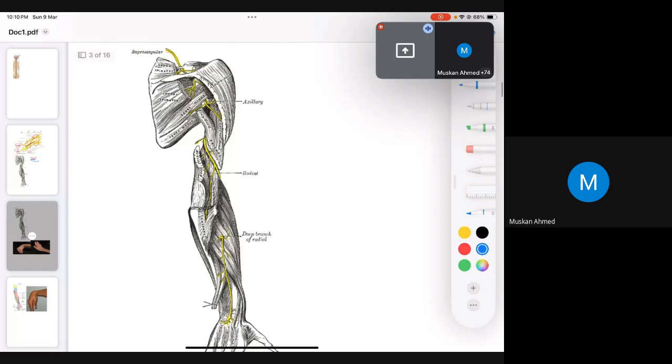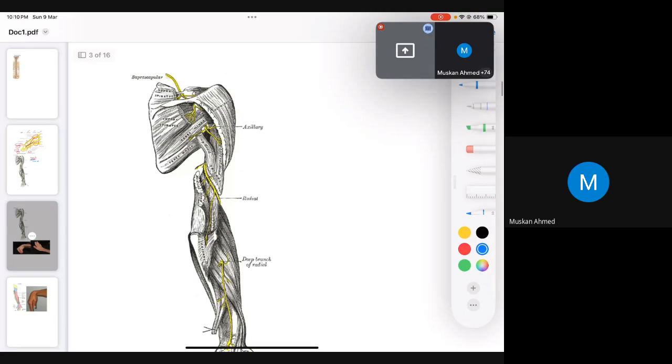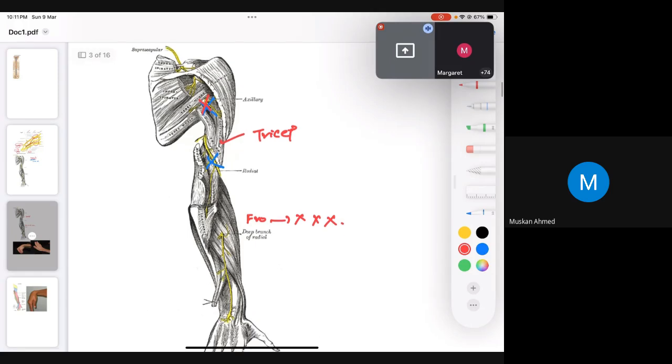We can have damage at two locations: here in the axilla or in the radial groove. You are already aware of the groove on the humerus, in which your radial nerve runs. So if we have damage of the radial nerve here, the tricep is not going to function, and the posterior or extensor forearm muscles also won't function well. So it would lead to wrist drop as well as problems with the tricep muscles.